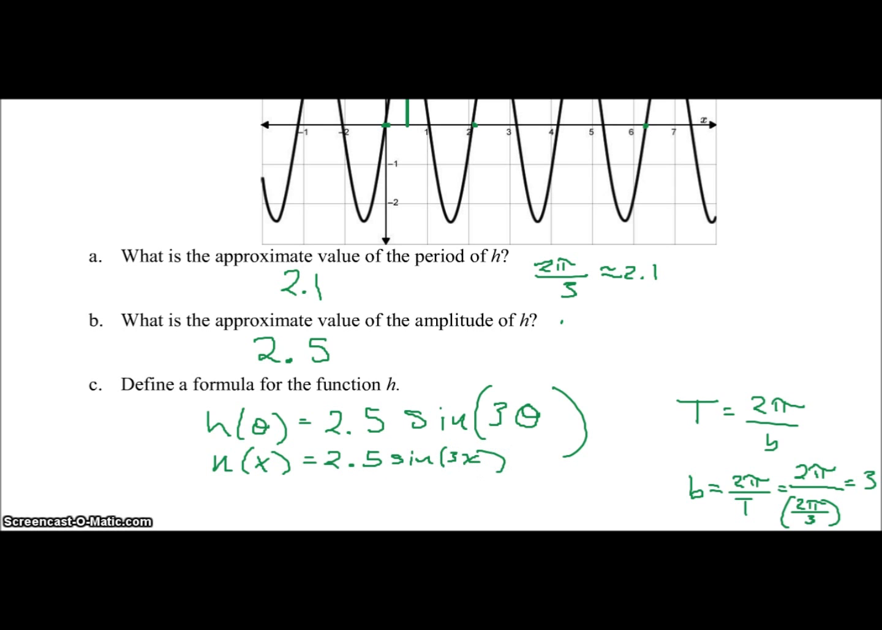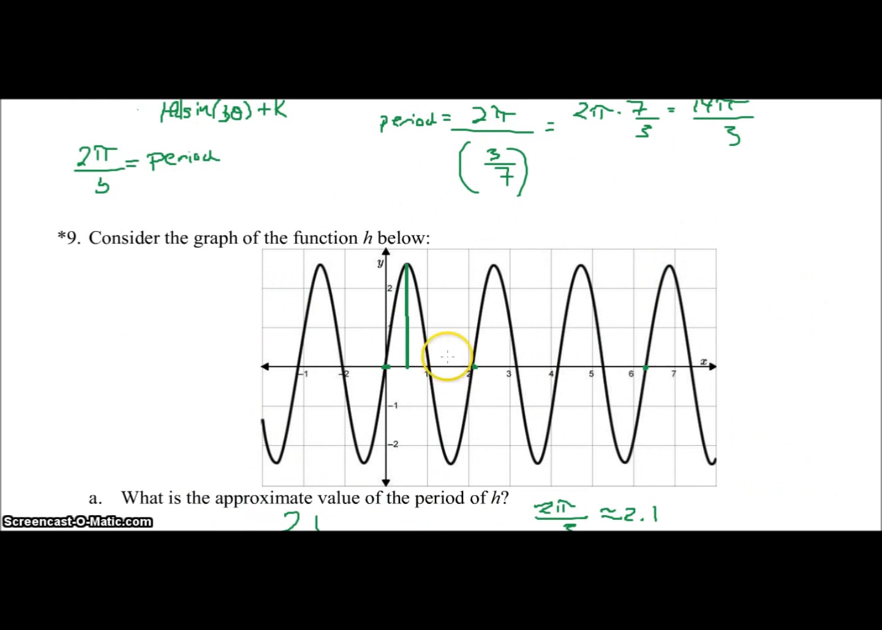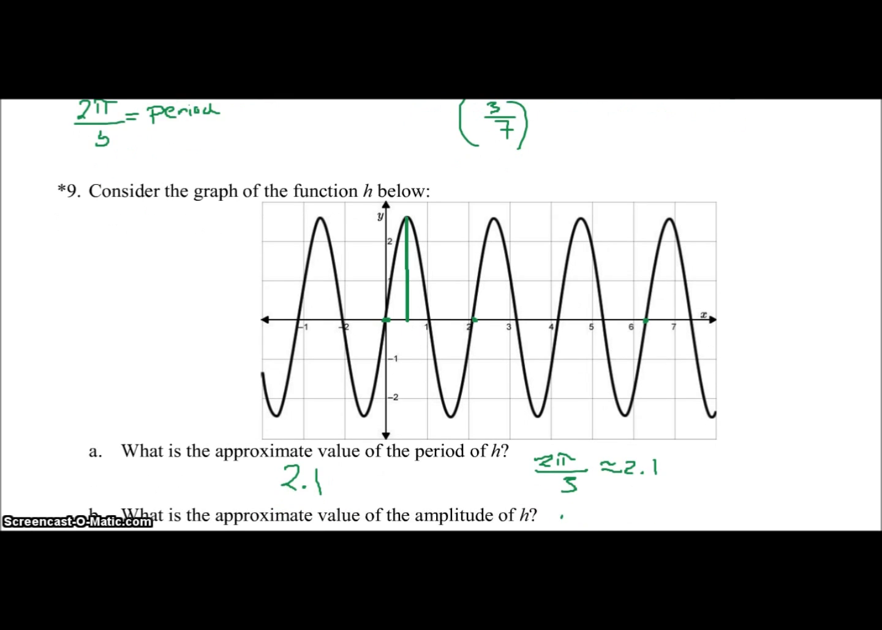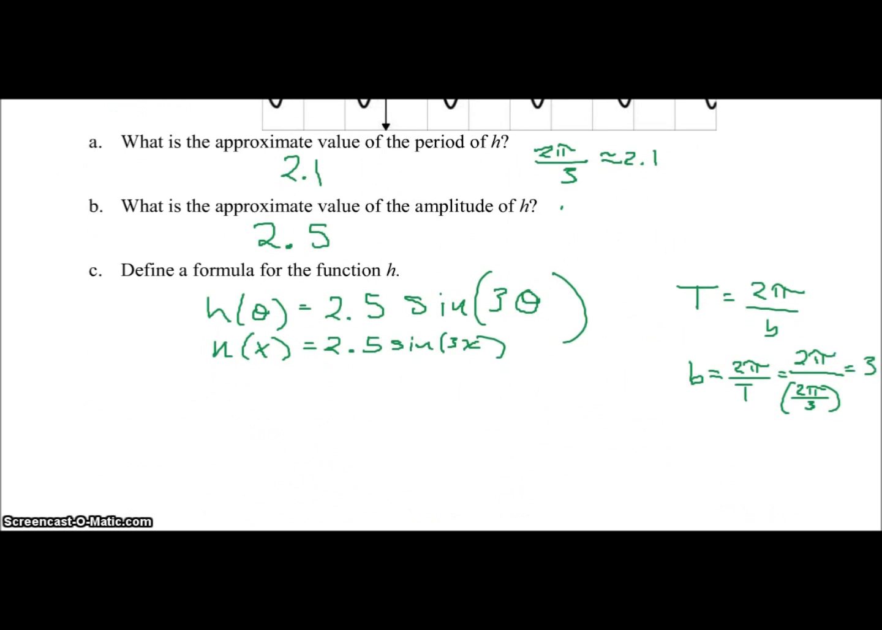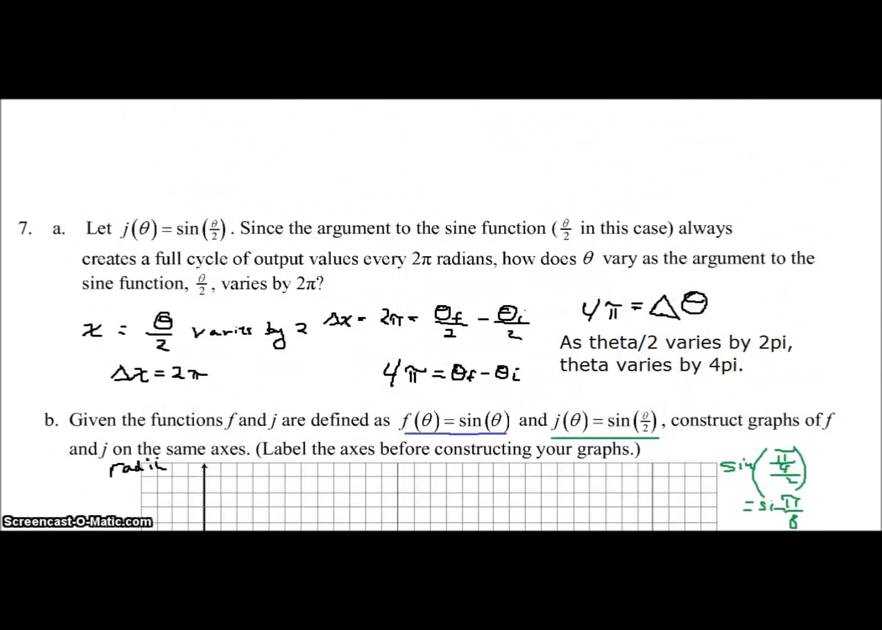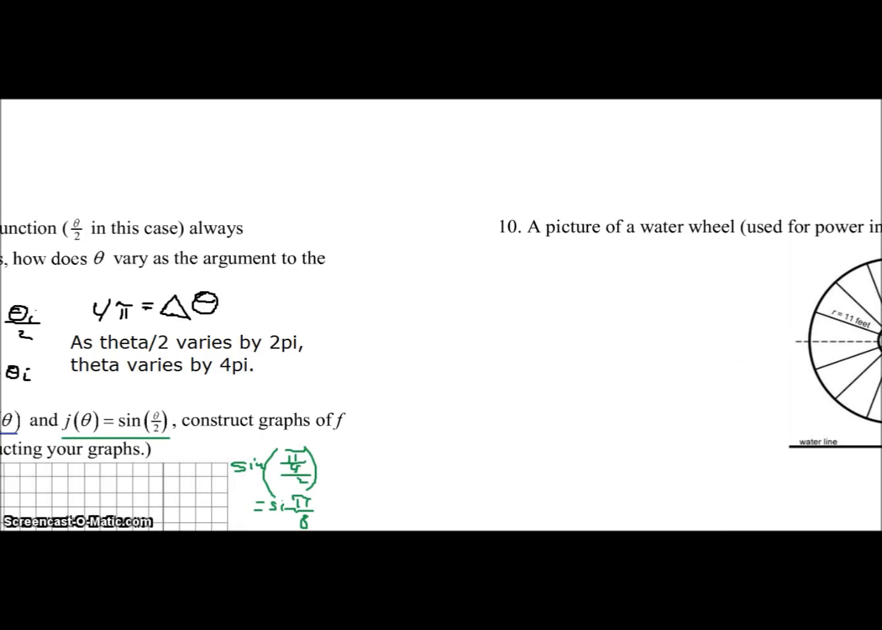Note that I knew it was the sine function because it went right through the origin. If it was the cosine function, it would have started on the vertical axis, because the horizontal distance would be 1 radii. Okay, moving on to number 10.